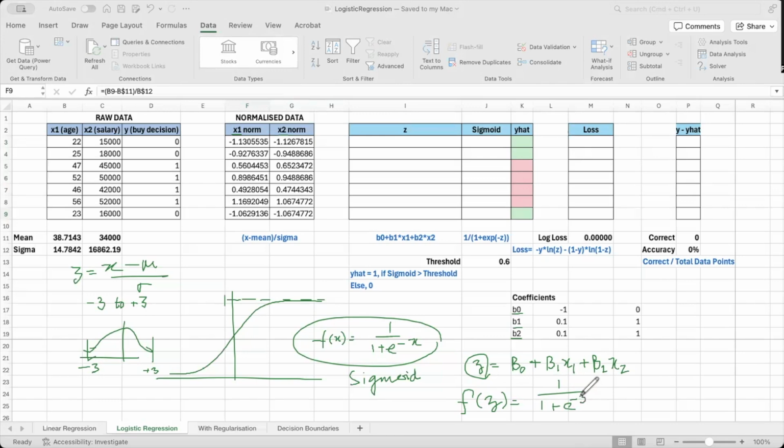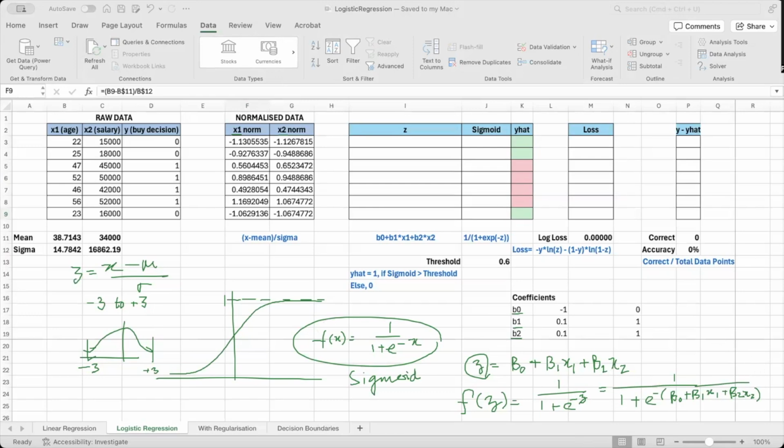So in other terms, we can say that this is equal to 1 by 1 plus e to the power minus of beta 0 plus beta 1 x1 plus beta 2 x2. So now we have understood this.